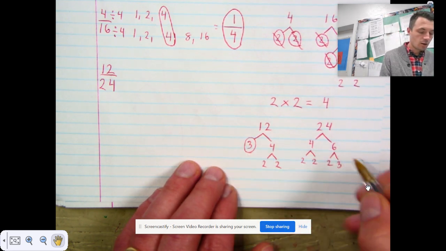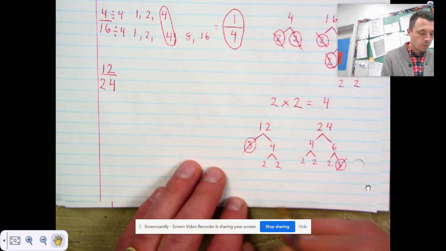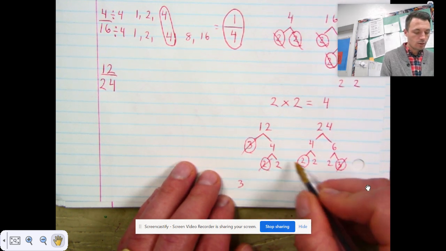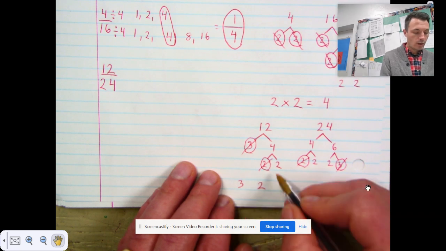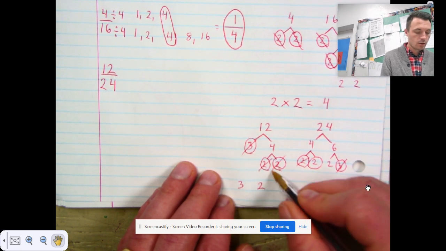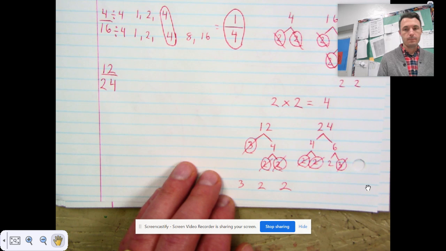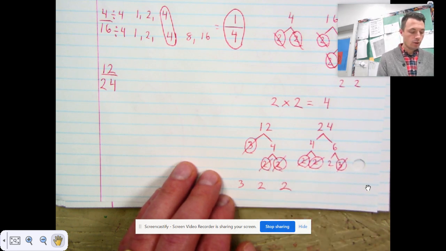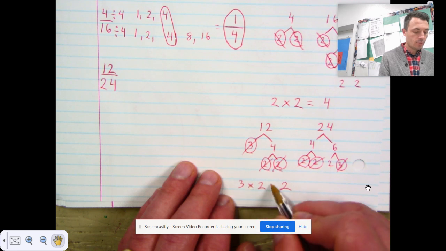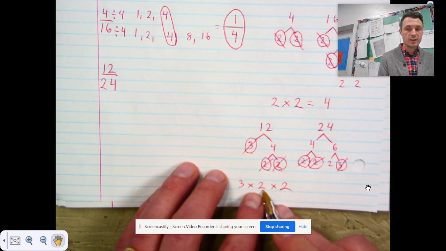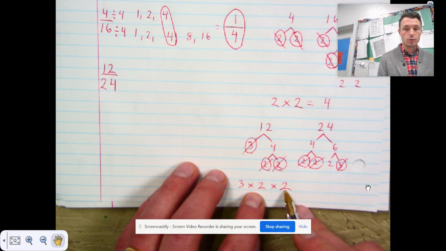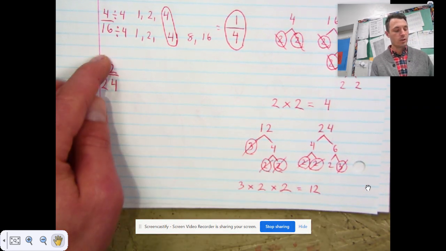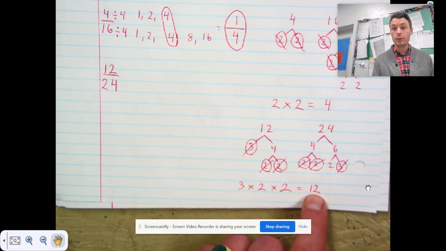We have a 3 here and a 3 here, so we put a 3 here. We have a 2 here and a 2 here, so we put a 2 here. We have a 2 here and a 2 here, so we put a 2 here. Now, there's a 2 here, but nothing to match it over here. So we multiply 3 times 2 times 2. 3 times 2 is 6, times 2 is 12. So the greatest common factor between 12 and 24 is 12.